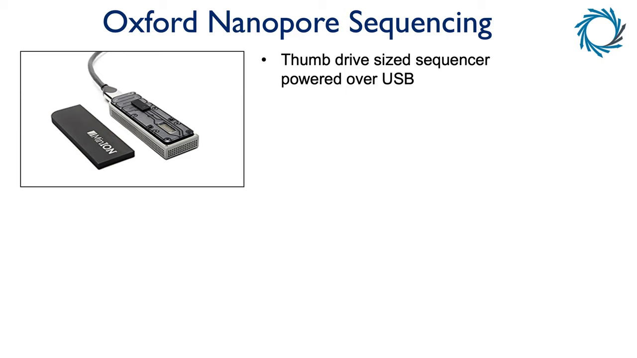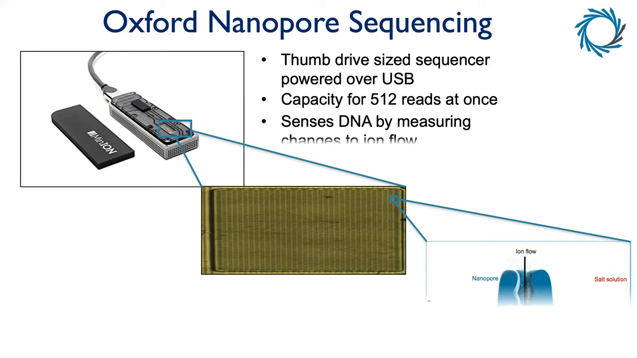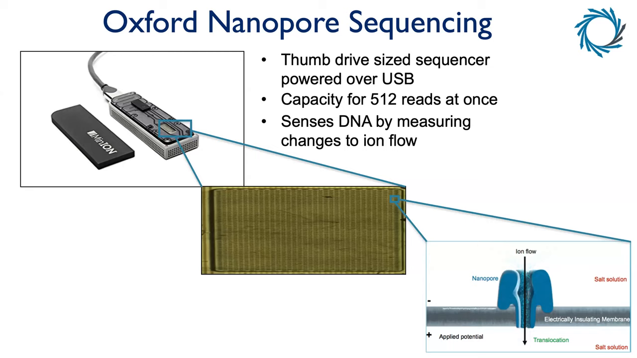Inside the flow cell, there's an array of sensors that can record electrical information as DNA molecules are in the sequencing process. And at the level of an individual molecule, the basis of the sequencing technology is so-called nanopore sequencing. A nanopore is a teeny tiny protein, a teeny tiny molecule that pierces through a membrane that creates an electrically charged environment.